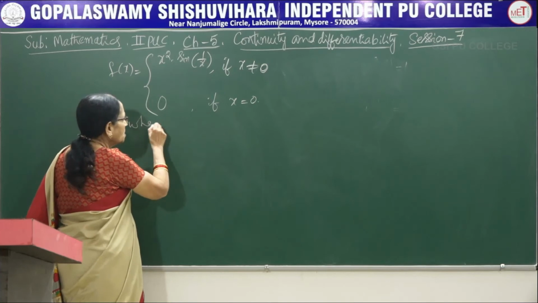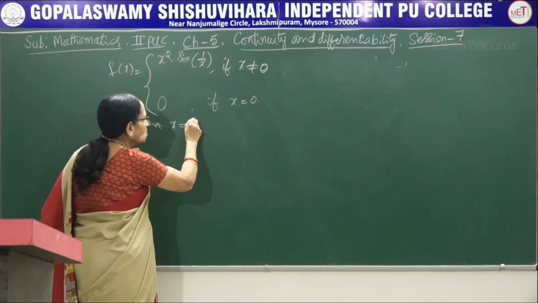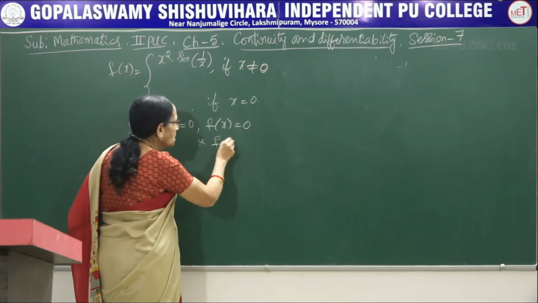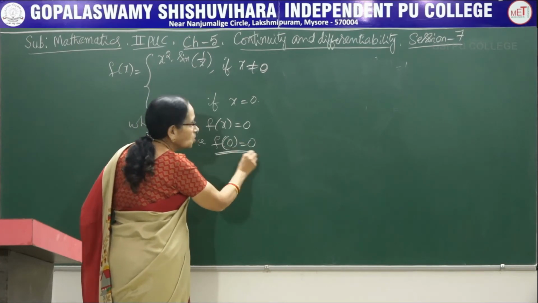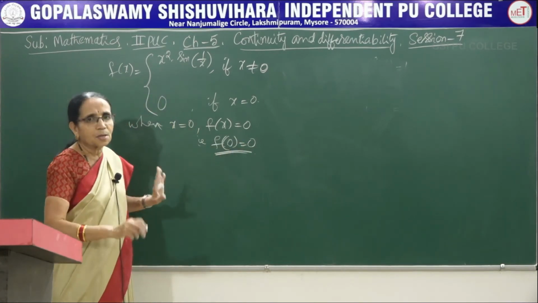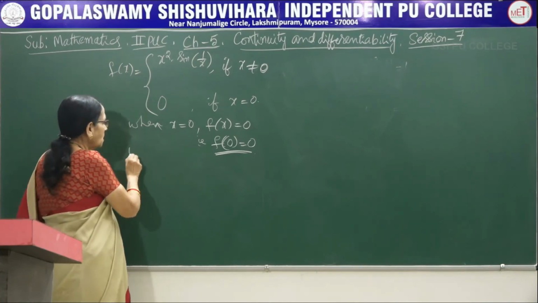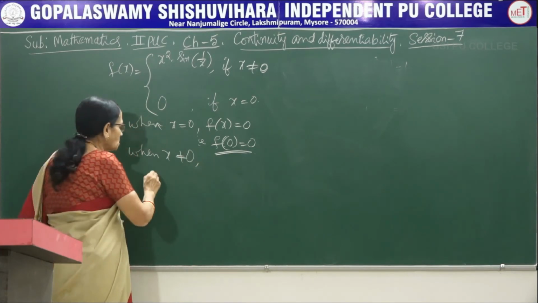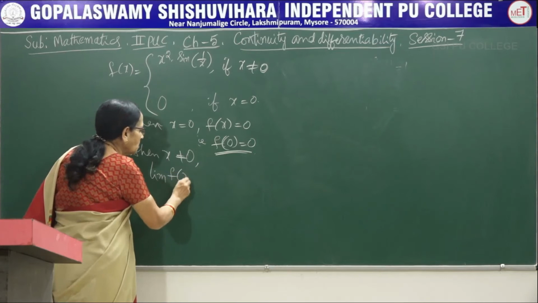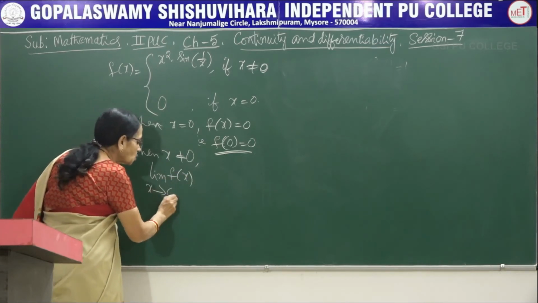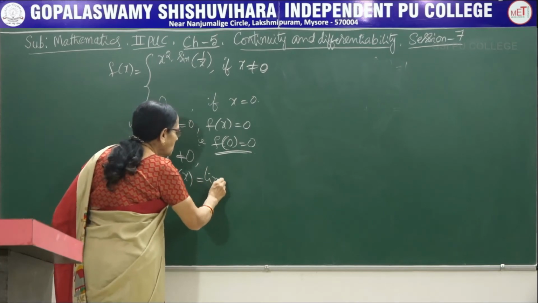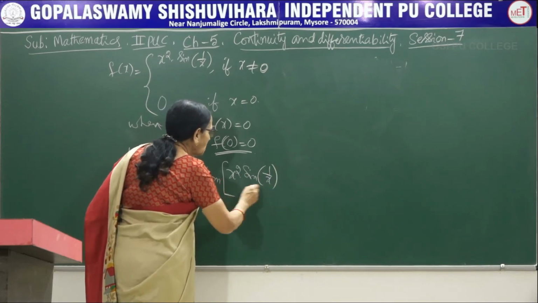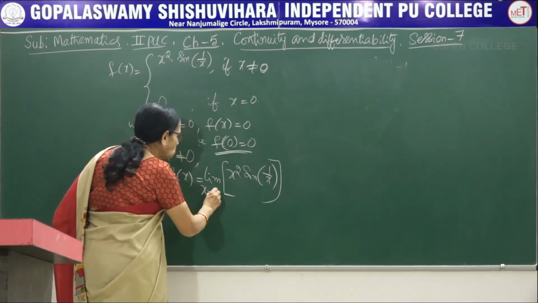Write case 1, case 2 like this. When x is equal to 0, f of x is equal to 0, that is f of 0 is equal to 0. That is over. Now, when x is not equal to 0, that is the question here. When x is not equal to 0, let me calculate the limit as x tends to 0 of x square into sine of 1 by x.